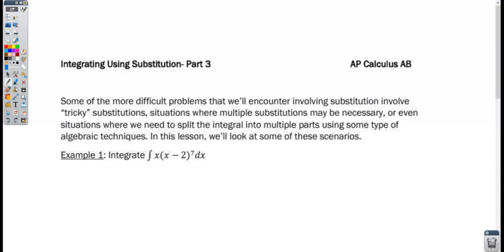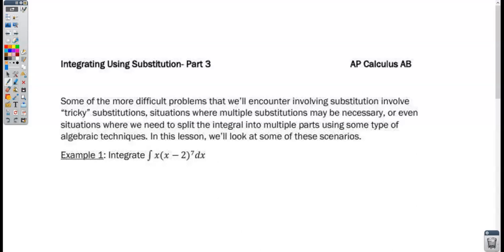So let's go ahead and we'll start with example 1 here. We're integrating the integral of x times the quantity x minus 2 to the 7th dx. And if I look at this, we talked way back early on when we were doing integration about how we had no rule to integrate products of things. I could take x minus 2, that quantity to the 7th power, and expand it out, but I have absolutely no desire whatsoever to do anything remotely close to that. So I'm going to try and handle this via substitution.